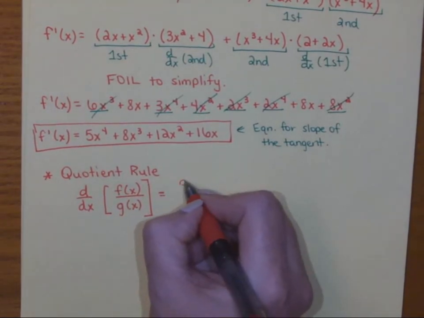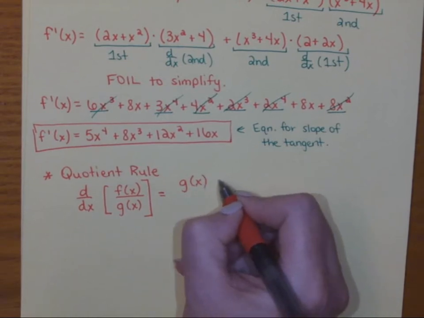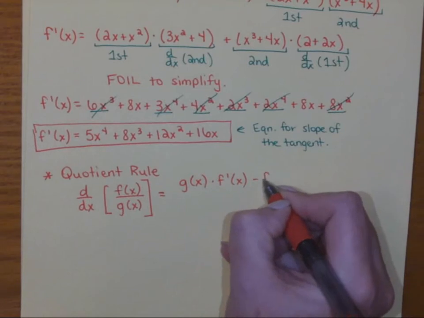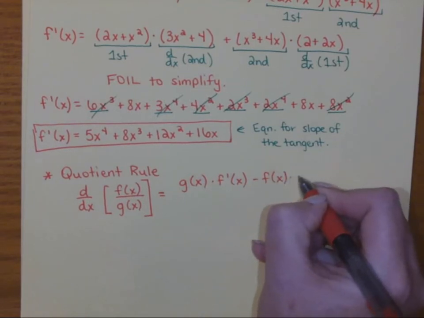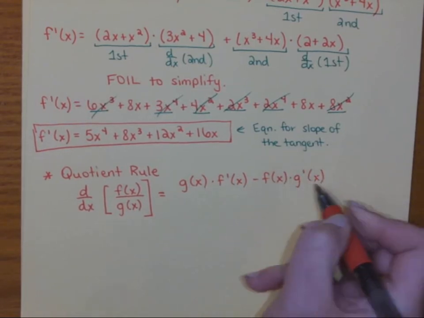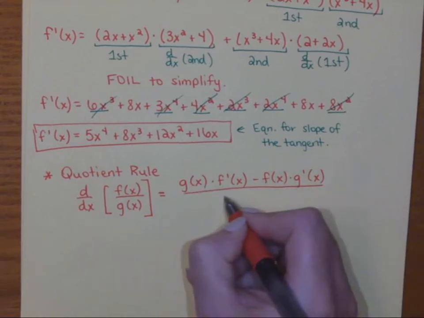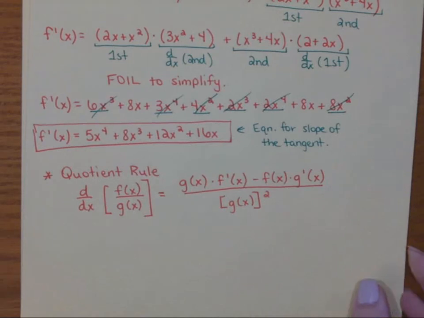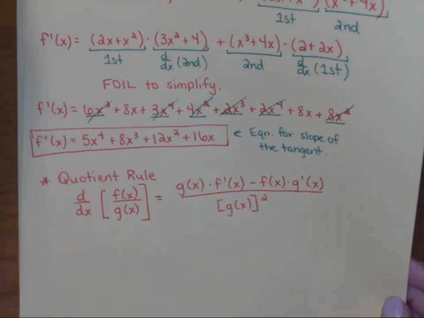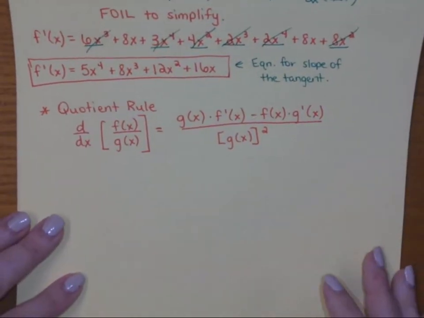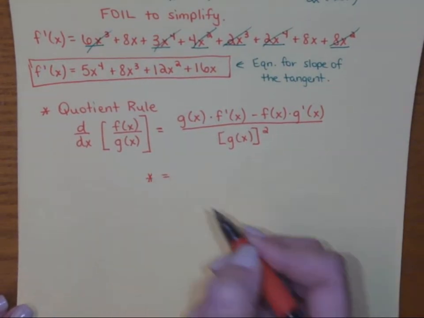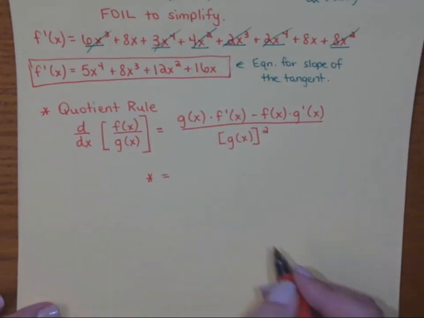And so the process is, it's the bottom function times the derivative of the top function minus the top function times the derivative of the bottom function, and then all over the bottom function squared. This product and quotient rules are rules you're going to need to commit to memory as soon as possible. You're definitely going to want to know them for the test.